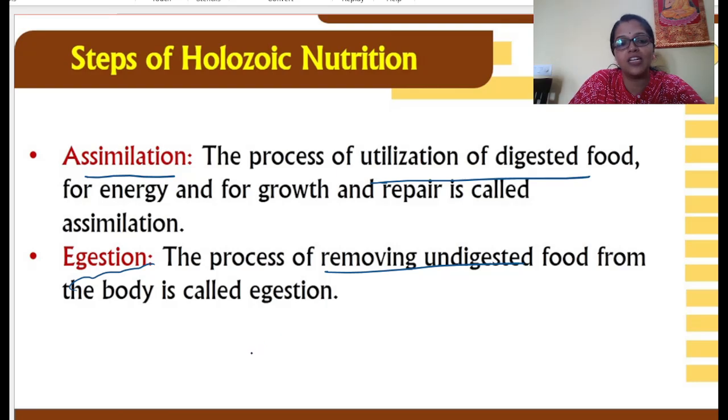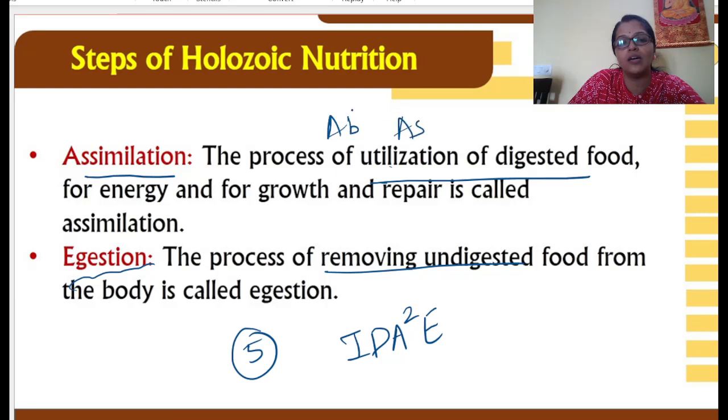So how many steps are there in total? 5 steps: ingestion, digestion, absorption, assimilation, and egestion. How do you remember it? ID A square E. A square stands for absorption and assimilation. B comes before S in alphabetical order, so you can easily remember absorption, then assimilation. Okay, now moving to the next one.